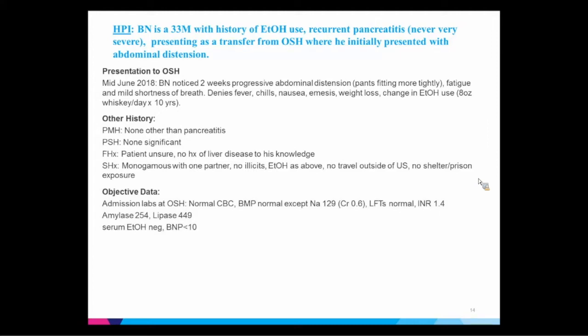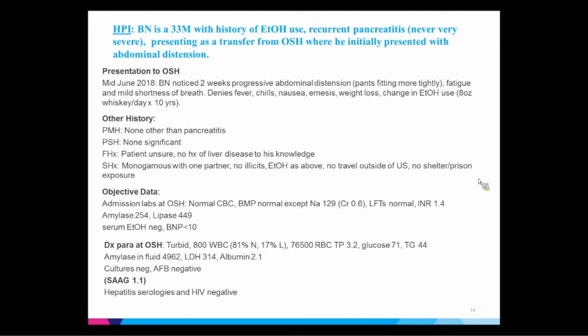So at the admission to the outside hospital, his labs were essentially normal. He had a normal CBC, a mild hyponatremia, normal renal function, and his LFTs were normal, but he had an INR of 1.4. His amylase was 254 and lipase 449. And then they did a serum alcohol level that was negative, and he had a BNP done that was less than 10. So then he undergoes a diagnostic para at the outside hospital.